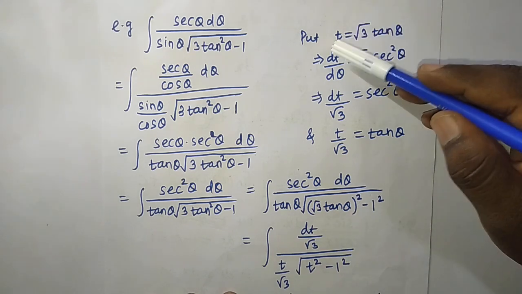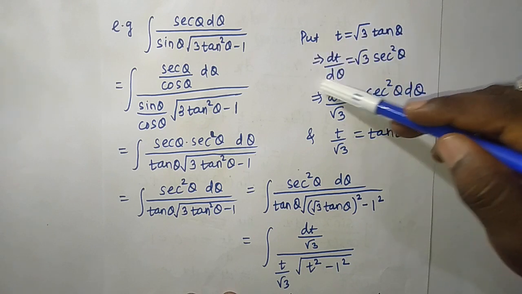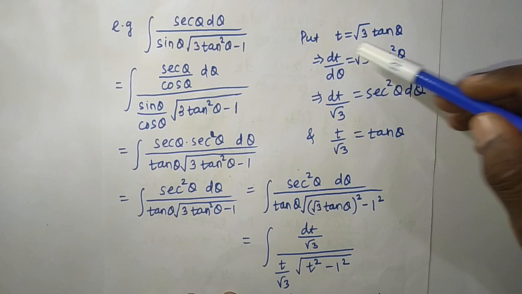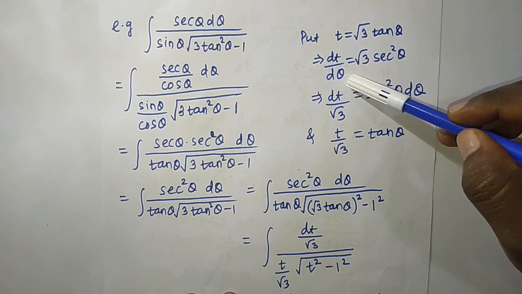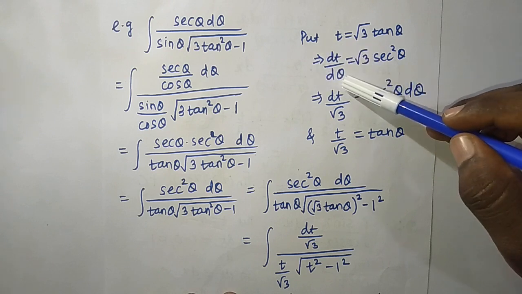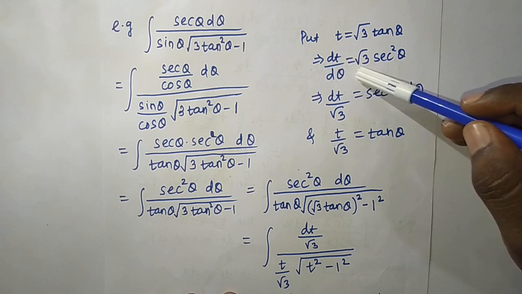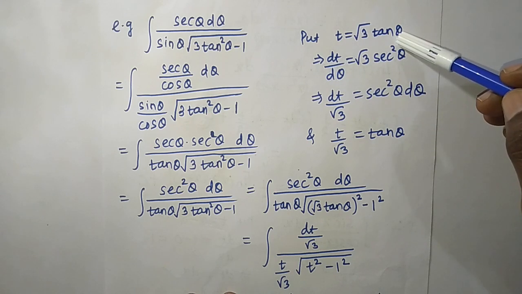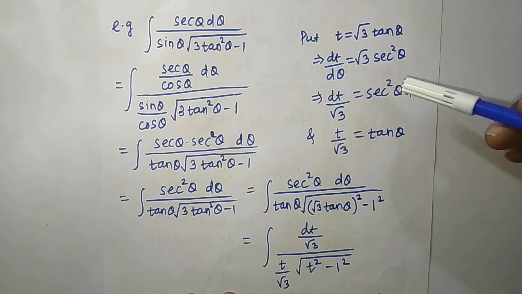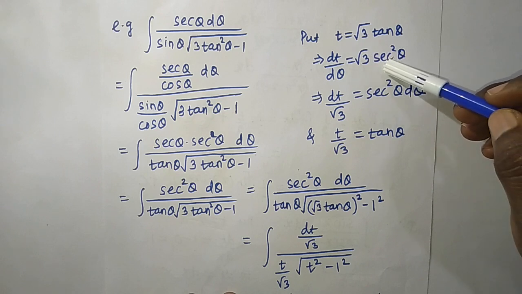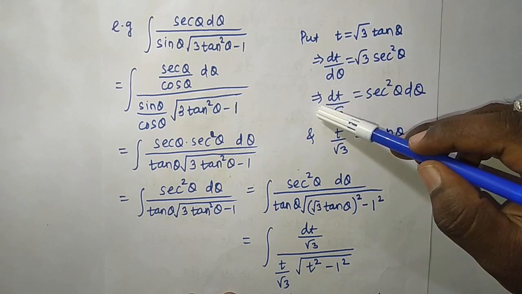Now I have put t is equal to root 3 tan theta. By finding its derivative, since the function is in theta form, I have to differentiate with respect to theta. So dt by d theta is equal to root 3 sec square theta. Derivative of tan theta is sec square theta. Now keep sec square theta here and take d theta to the right hand side and root 3 to the left hand side.